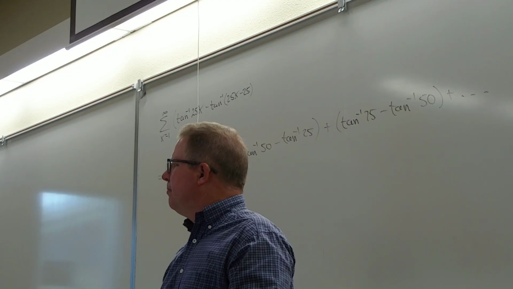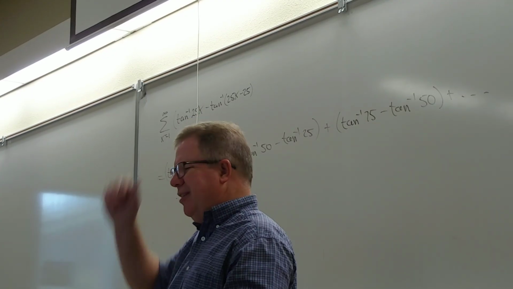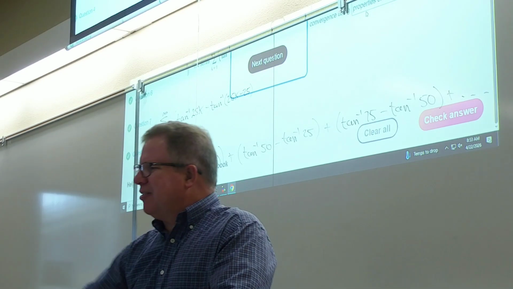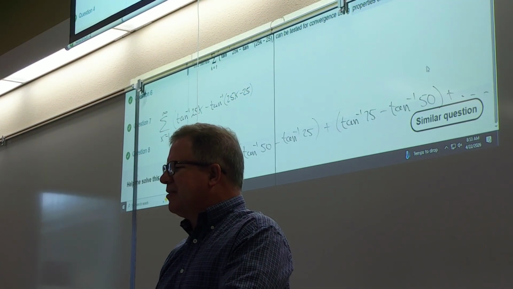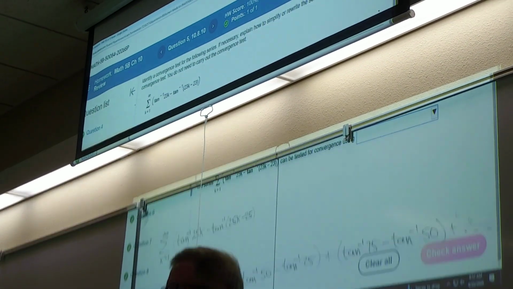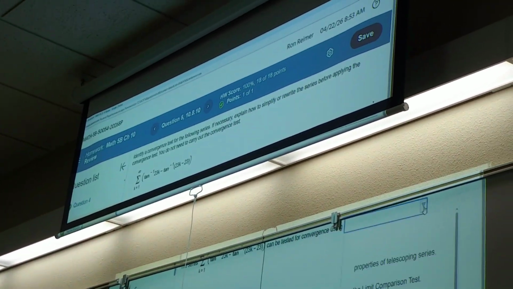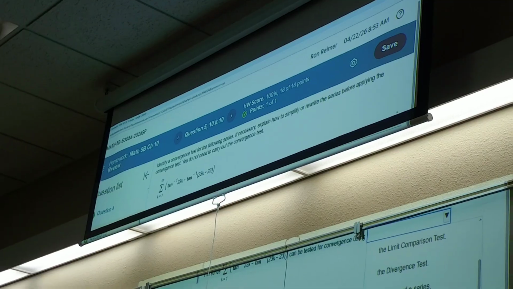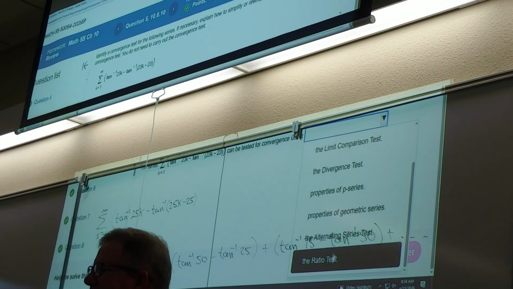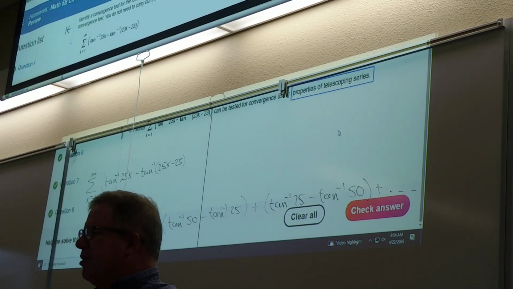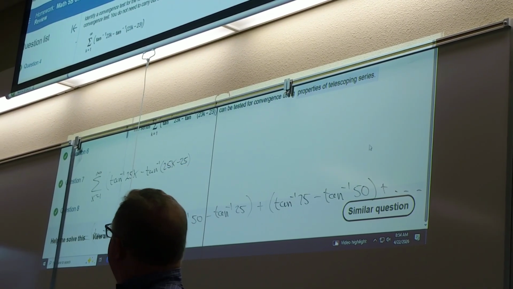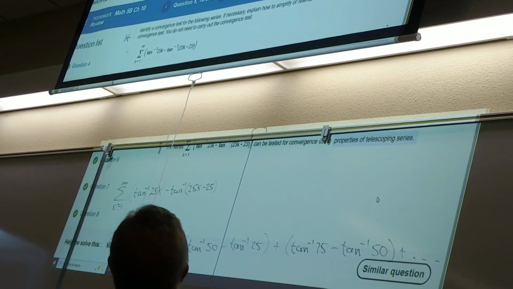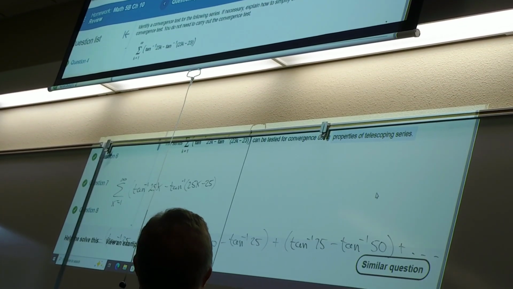Did that help you? Oh, I was reading all that thinking you were looking at what I was saying. Yeah. So I'll just do a similar one. Okay, this would be the same thing, just change the numbers. I was looking through all these when I was talking. And property of telescoping series. Okay? Oh, you still couldn't see it, could you? No. Okay.